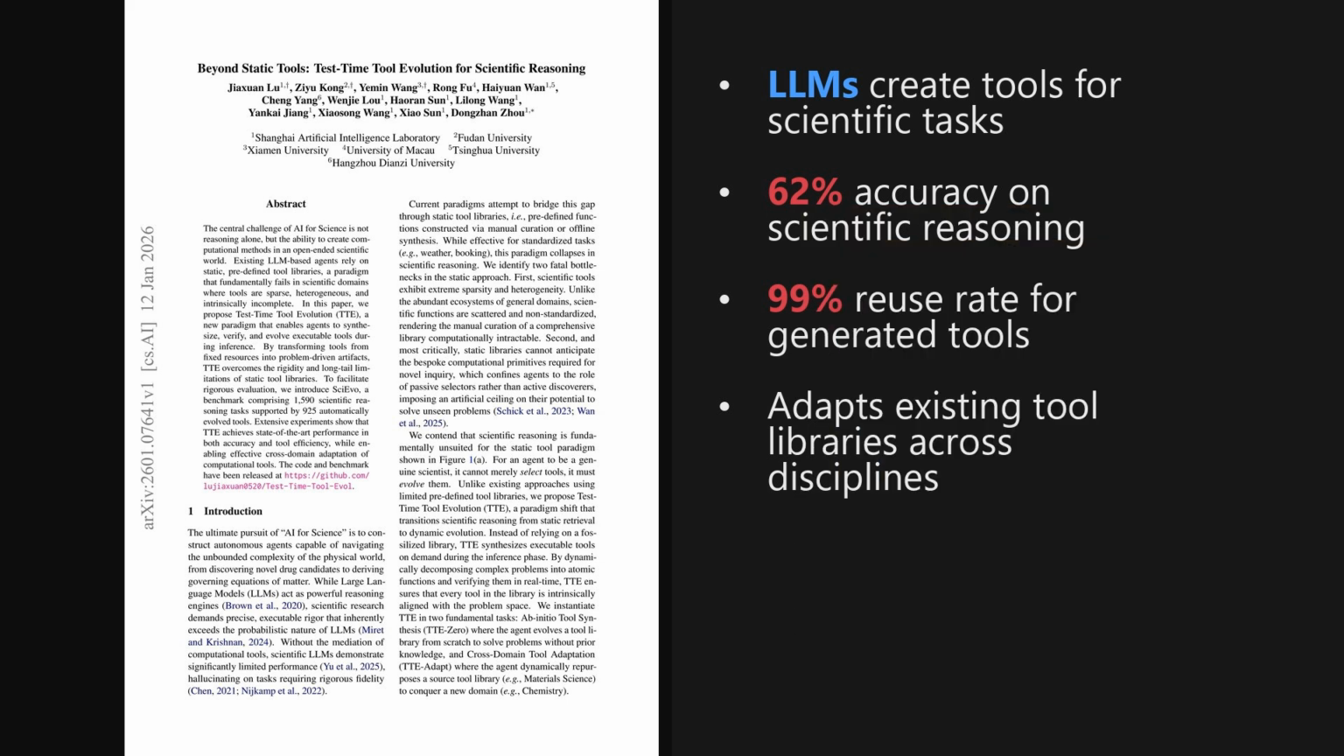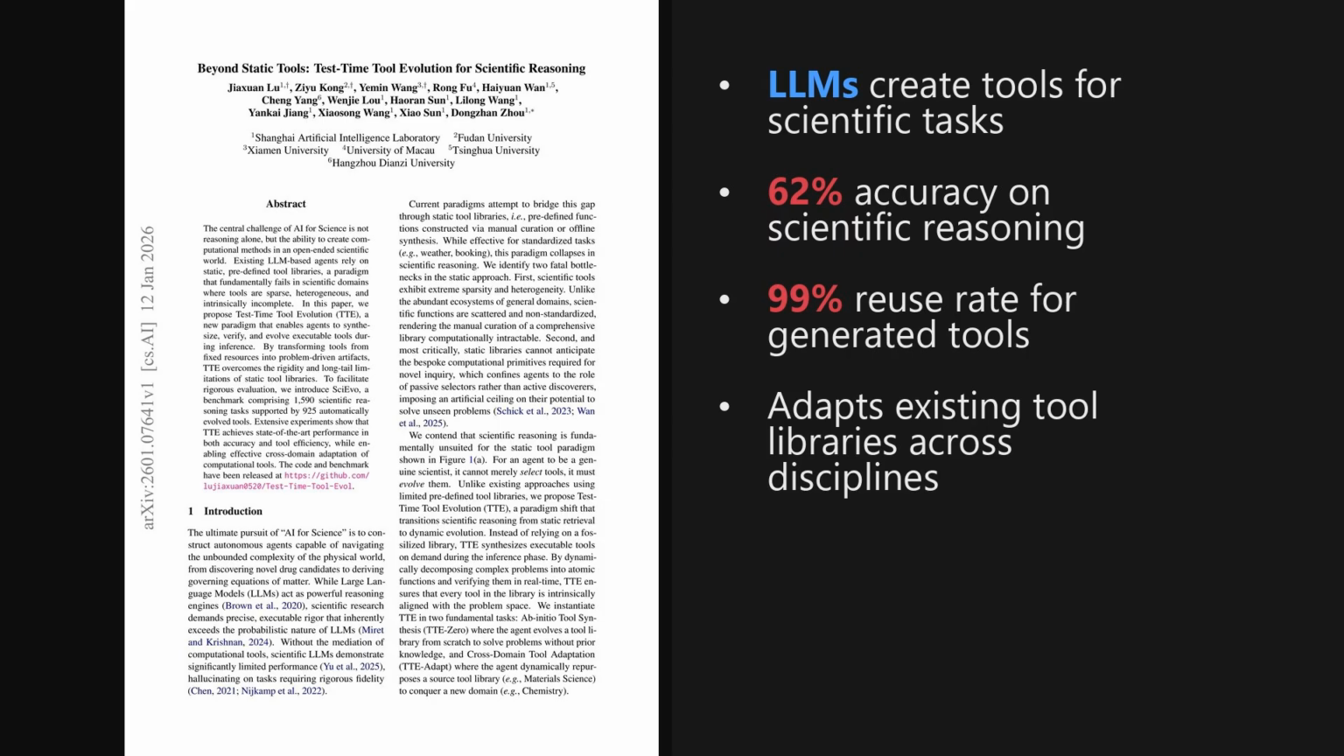I'm Alex. Today we're looking at a paper from the Hugging Face trending list, published on January 12, 2026, about 5 days ago. It introduces a new paradigm called test time tool evolution that allows agents to synthesize, verify, and evolve their own tools during inference instead of relying on fixed libraries.